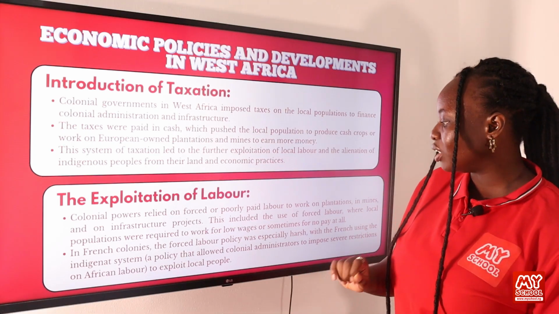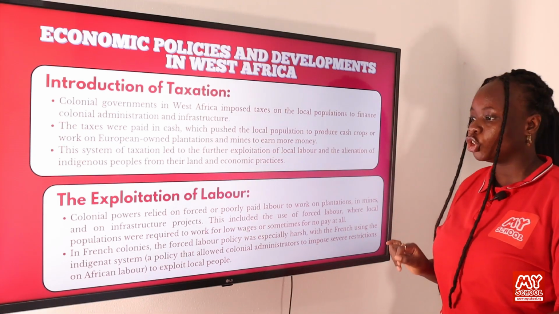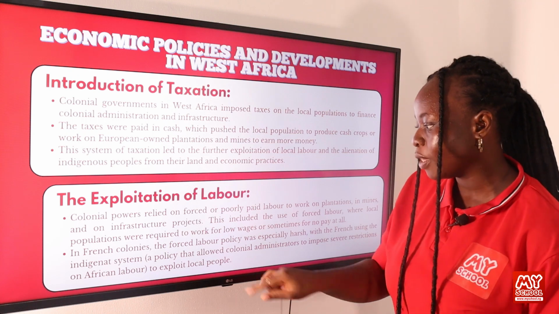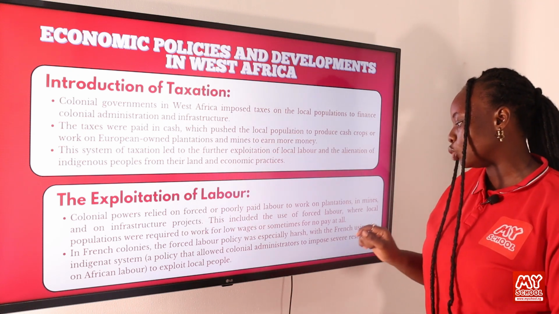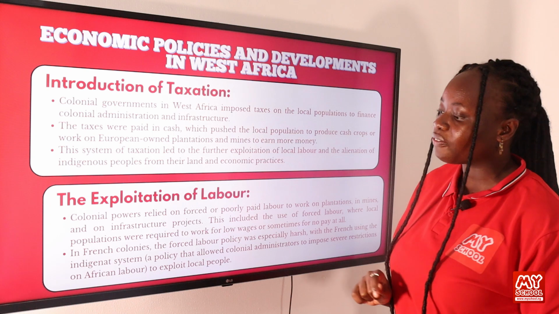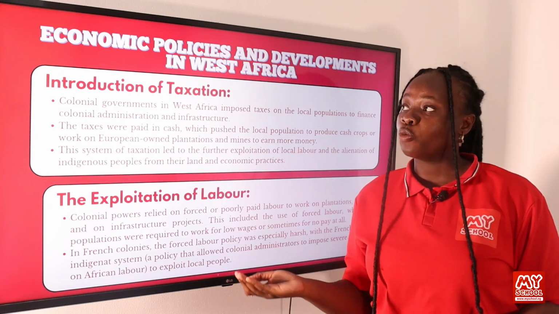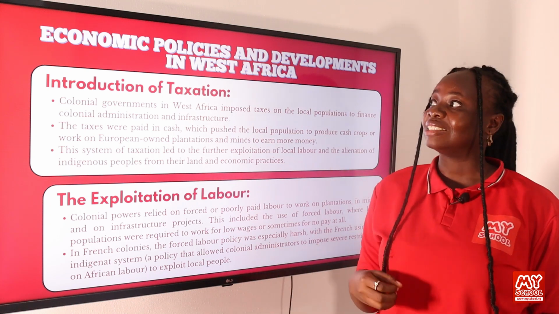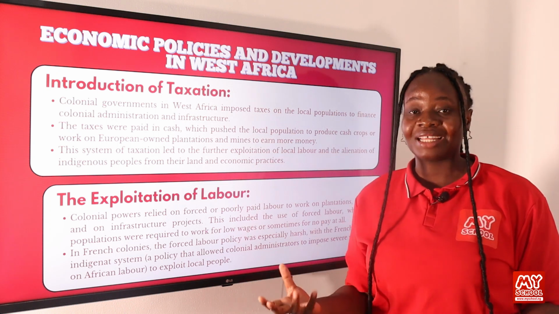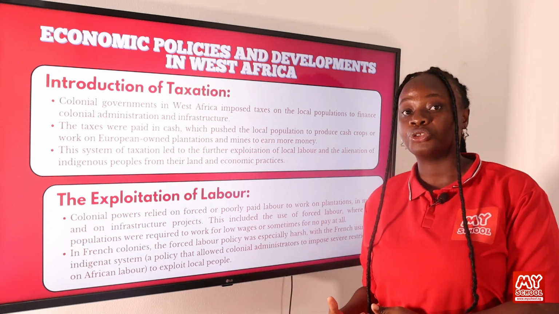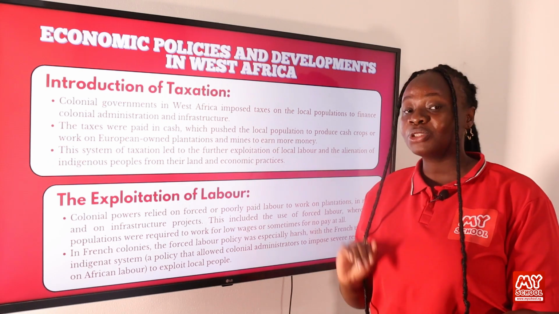The forced labor policy was especially harsh with the French, using the indigenous system, a policy that allowed colonial administrators to impose severe restrictions on African labor to exploit the local people. So these are some of the policies and developments in West Africa that continue to impact the West African countries to this day. So we've come to the end of this segment.